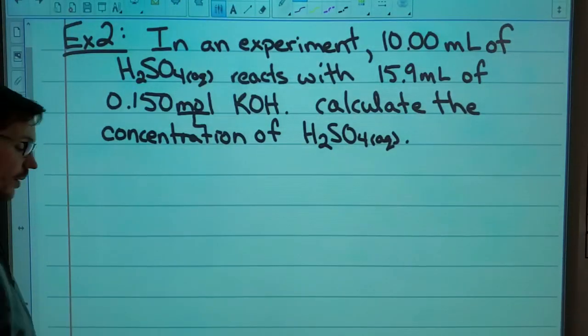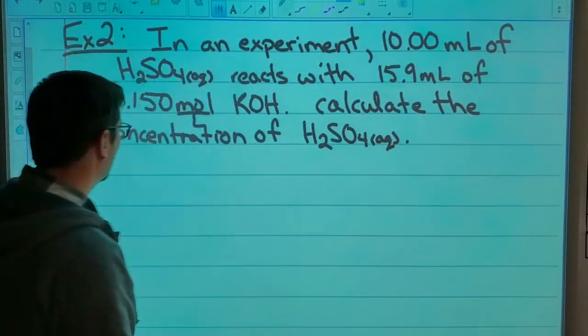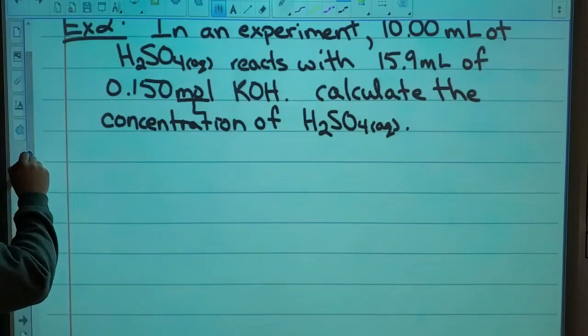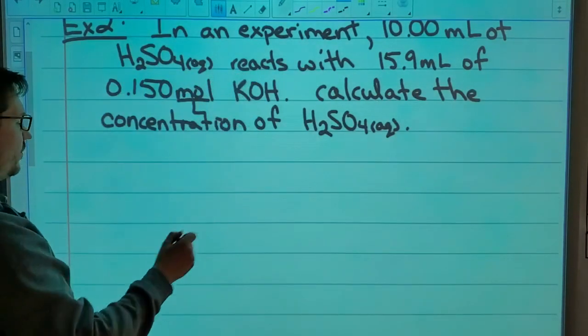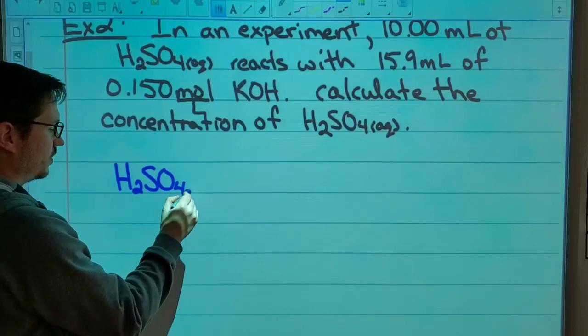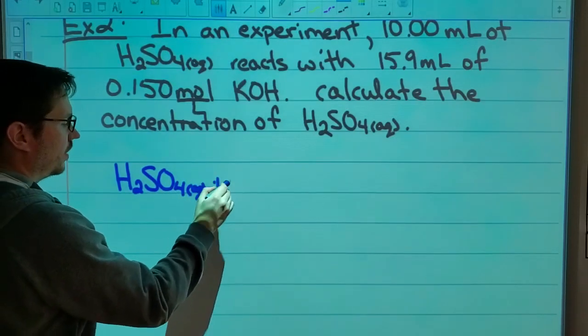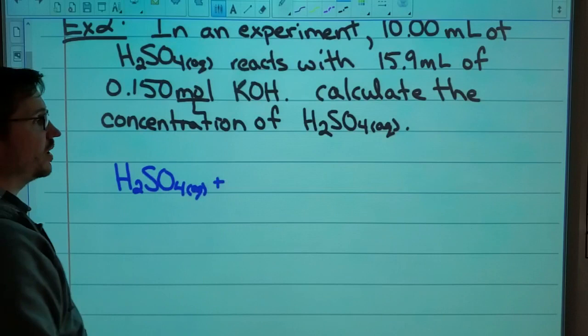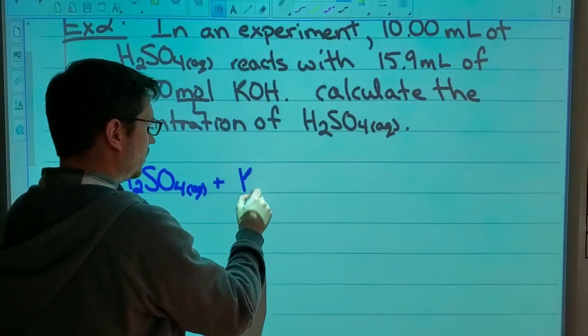So we need to write a balanced chemical reaction. Okay, no problem, we can do that. So H2SO4, sulfuric acid, is going to react with potassium hydroxide, KOH.